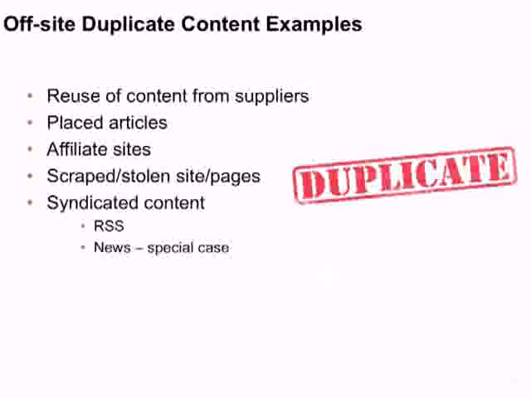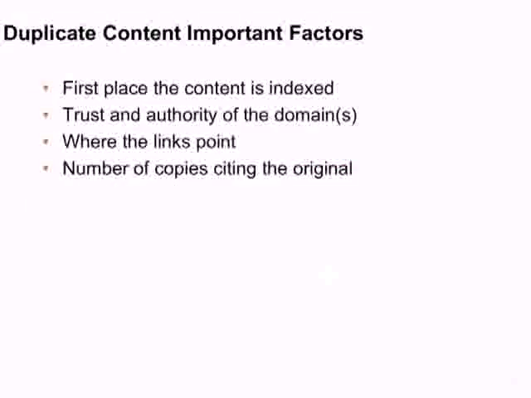So before I talk about the specific offsite duplicate content examples, I just want to give some of the important factors that will influence the offsite duplicate content. The first is the place that the content is placed or indexed. If I publish an article and I publish it on Moz.com, but then I put it on Market Motive and it gets indexed at marketmotive.com first, then it's going to be given credit at marketmotive.com, potentially. The second is the trust and authority of both of these domains, so if Moz.com has more authority than Market Motive, then even if it gets indexed 10 minutes later, it still might outrank the original copy on Market Motive.